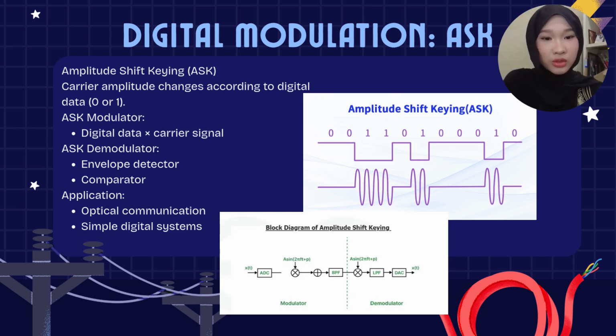This is amplitude shift keying, or ASK. This is a digital modulation technique where the amplitude of the carrier signal changes based on digital data. Typically, a higher amplitude represents binary 1, while zero amplitude represents binary 0. The ASK modulator multiplies the digital data with the carrier signal. At the receiver, an envelope detector and comparator are used to recover the digital data. ASK is simple but sensitive to noise.